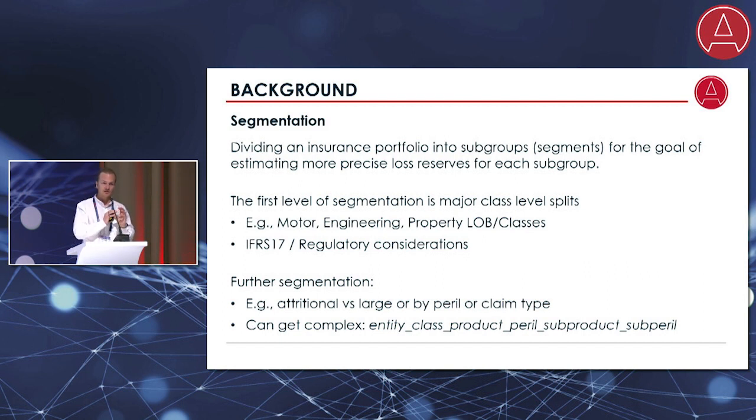How do I divide my major class into subgroups? Those are the typical techniques at the moment. The popular techniques are an attritional versus large split, or a split by peril, claim type, those sorts of things. But the most complex one I've seen is splitting first by entity, class, in line with the regulatory constraints for SAM purposes or whatever. And then within a certain class, there might be a product level, so different products within the class, and then split by peril, then by sub-product and sub-peril. So that's the most complex one I've seen.